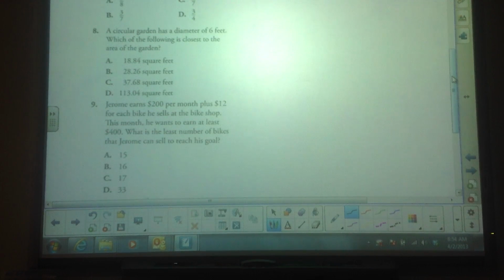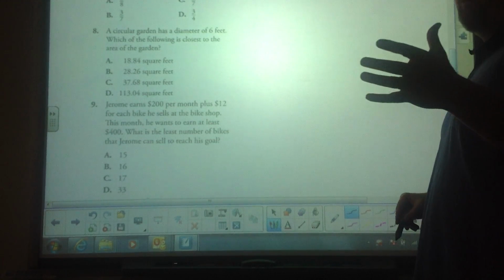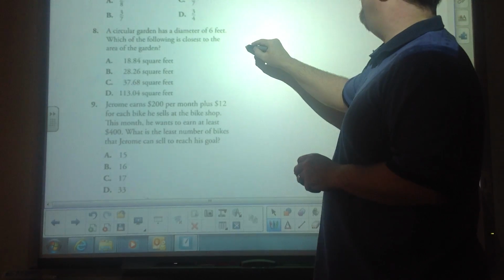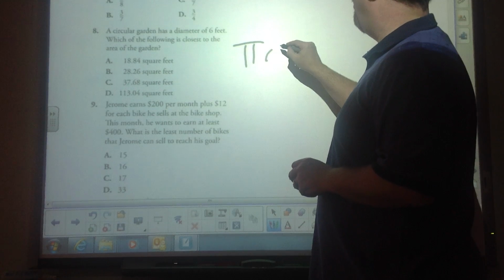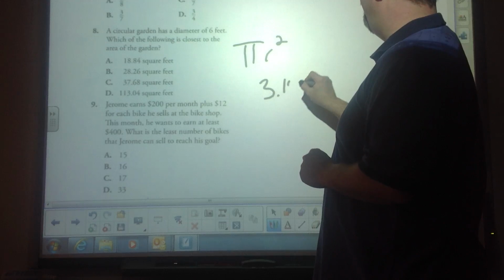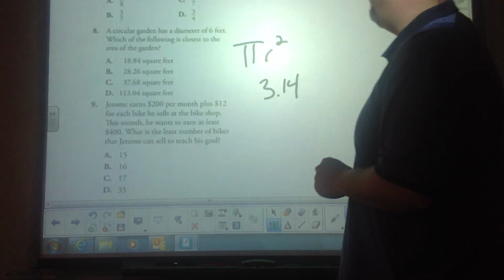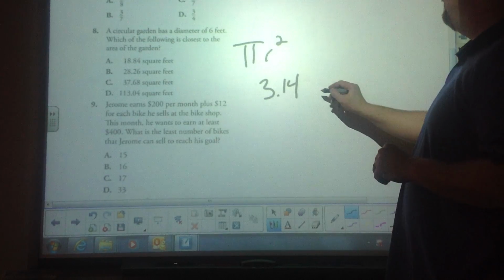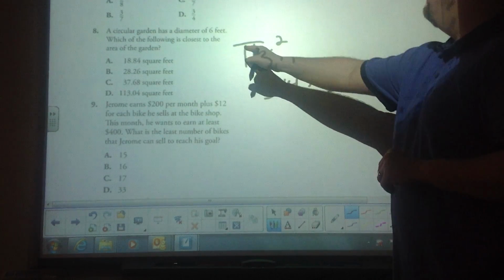8. A circular garden has a diameter of 6 feet. Which of the following is closest to the area? If you remember, and you'll have these formulas on the CRCT, most of them, the formula for area is pi r squared, which is 3.14 times the radius squared. Well, what is our radius? It only gives us the diameter. By definition, our radius is going to be half of the diameter, so this is going to be 3.